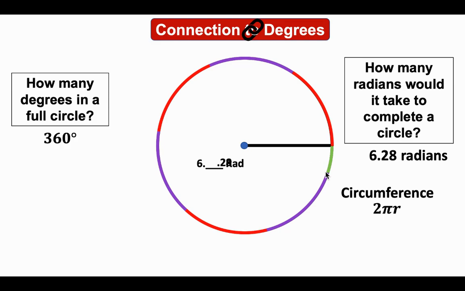So 6.28 radians is about the same thing as 360 degrees. It's kind of like saying 12 inches is exactly the same thing as 1 foot, or 24 inches is the same thing as 2 feet. So 6.28 radians is the same thing as 360 degrees.